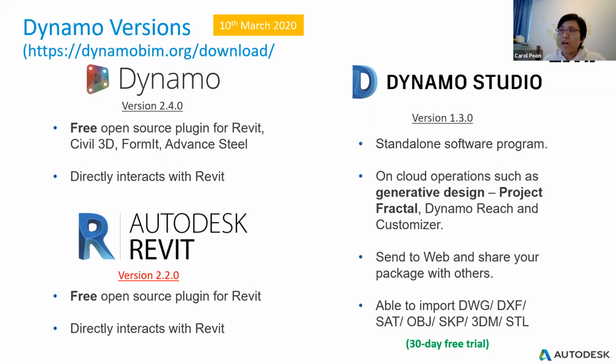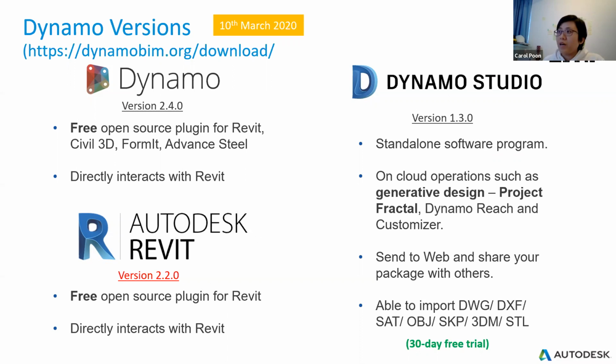As for the version of Dynamo, you'll find that on our website there are many different types of Dynamo. Actually, you only need to know the bottom left corner, the Autodesk Revit. This is the version you need. It is already embedded in Revit, so you don't need to download it again. But if you want the latest version of Dynamo, you may need to download it from the Dynamo website. The latest version is version 2.2.0.